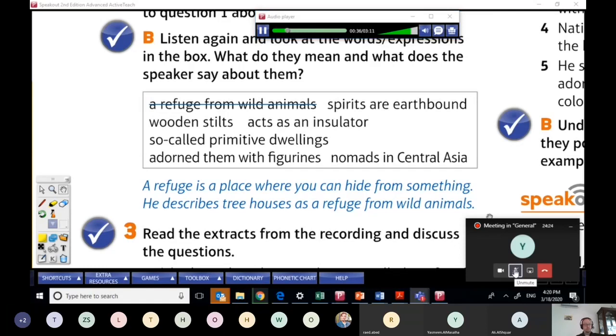Why did they build them so high? Well, it's a refuge from wild animals and mosquitoes. And also, in their culture, they believe in evil spirits, and these spirits are earthbound. Oh. So it's really for protection. You're safe if you're higher up. And you've also written about houses on stilts in your book. Yes. All along the Amazon rainforest, you can find fishermen living in these houses built on wooden stilts.